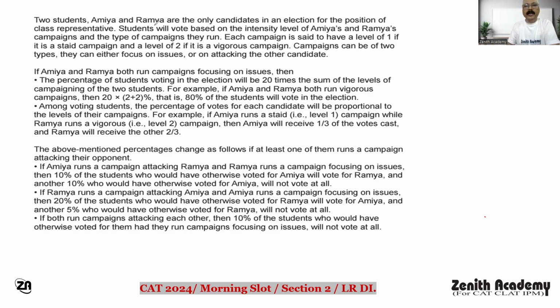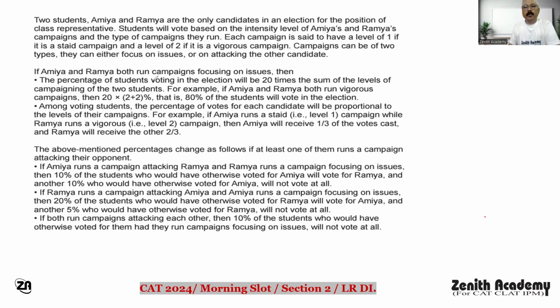Two students, Amya and Ramya, are the only candidates in an election for the position of class representative. Students will vote based on the intensity level of Amya's and Ramya's campaign and the type of campaigns they run. Each campaign is said to have a level of 1 if it is a stale campaign and a level of 2 if it is a vigorous campaign. Campaigns can be of two types. They can either focus on issues or on attacking the other candidate.